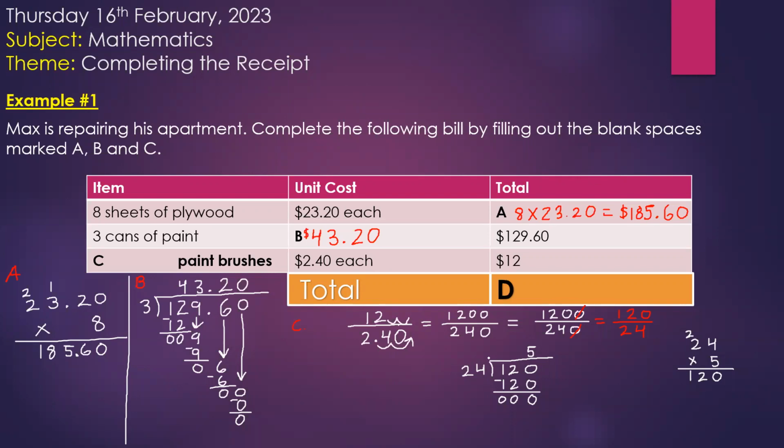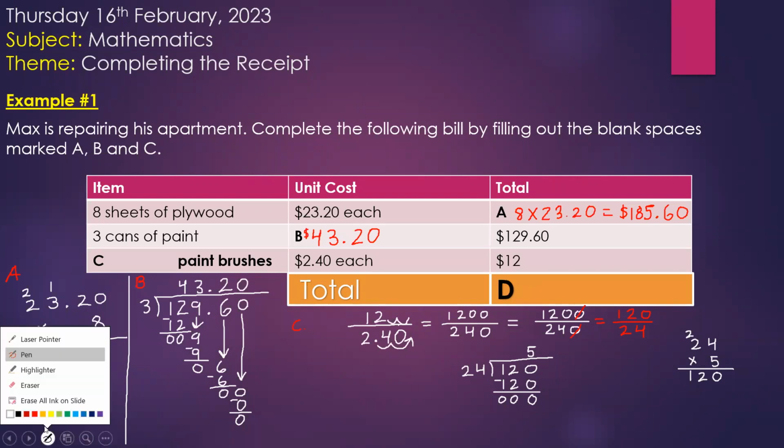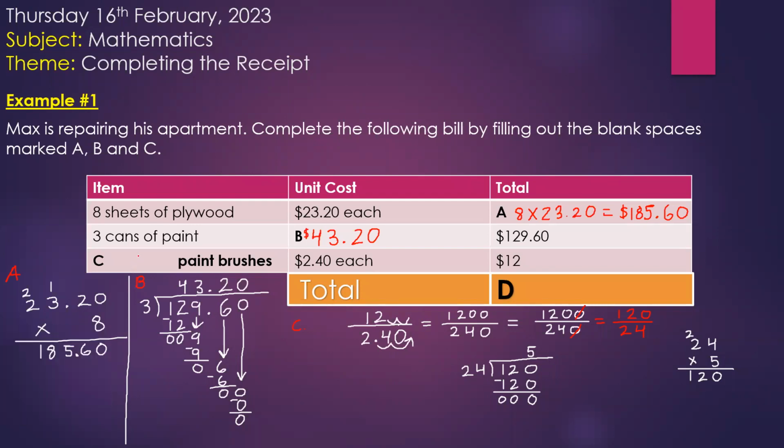Okay, so that means that the correct answer for C is 5 paintbrushes. Good.